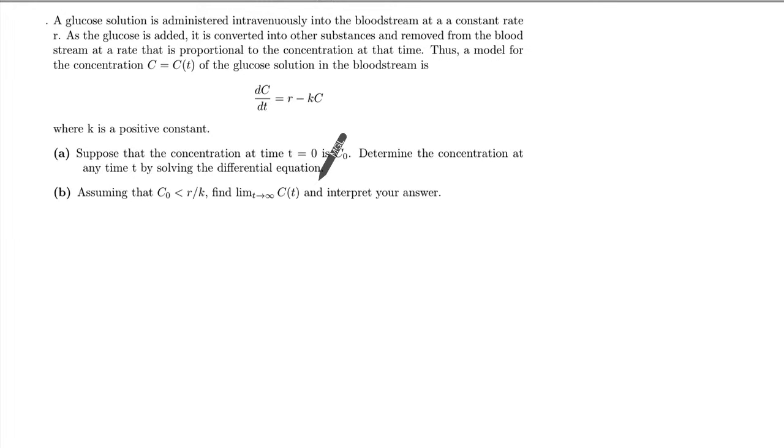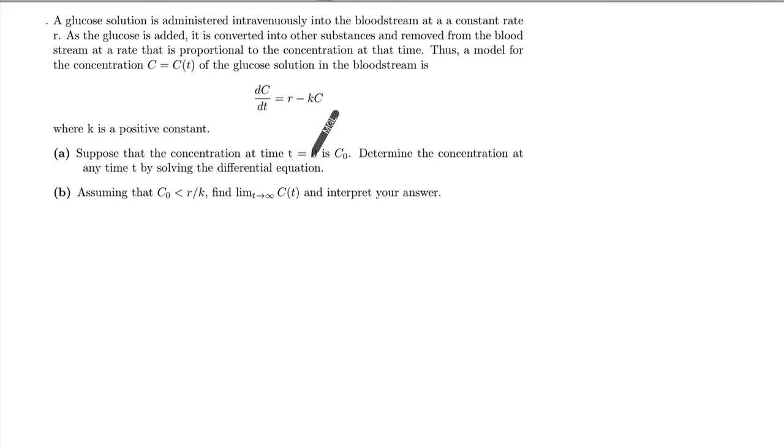Okay, so we have a glucose solution that's administered intravenously into a bloodstream at a constant rate of r. As the glucose is added, it is converted into substance and removed from the bloodstream at a rate proportional to the concentration at the time. Thus, a model for concentration is, okay, so it's introduction and removal. That's the rate of change.